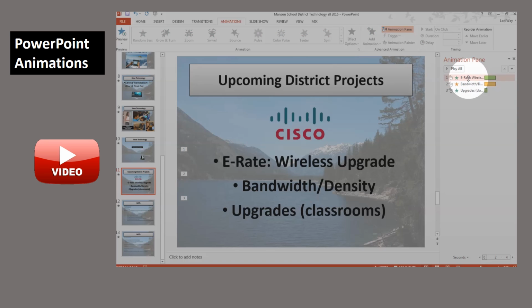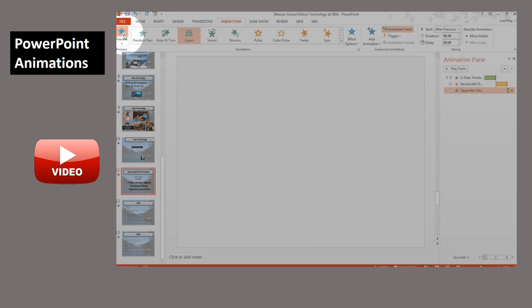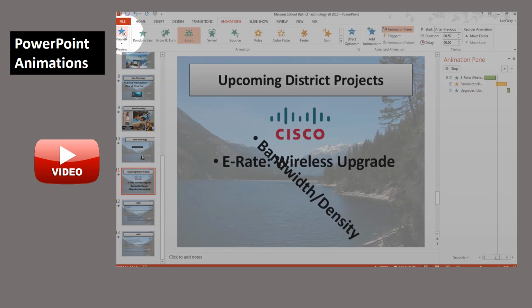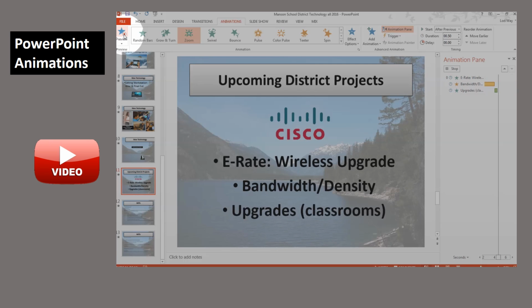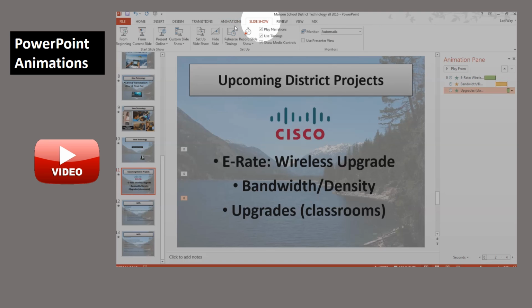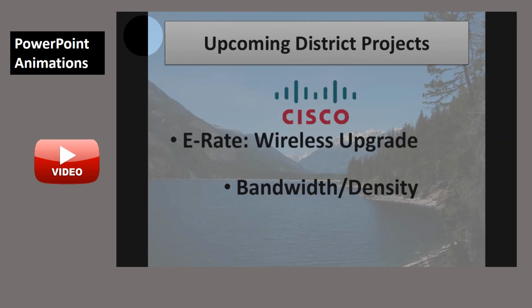So we're going to go ahead and select After Previous, so the animations will come in separately. I'm just right clicking on them, and then I'm going to hit play or preview. So we have the 3 animations coming in separately. You can also go to the slideshow view and test it out from the current slide.